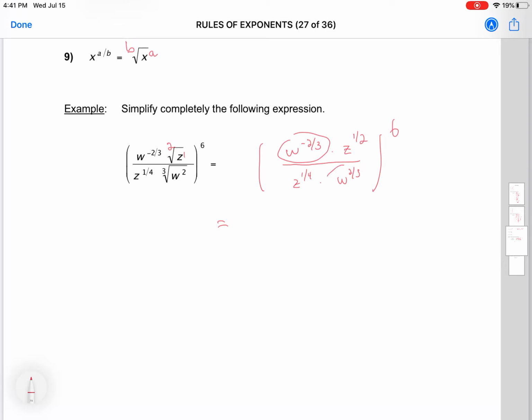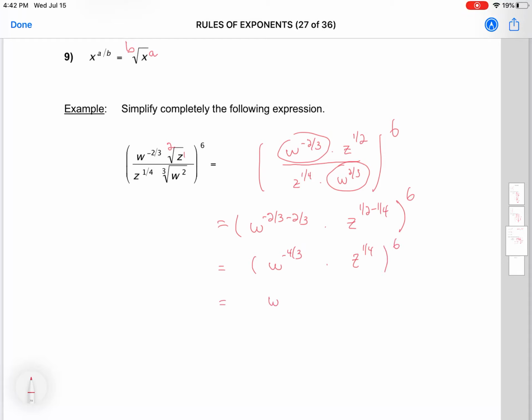We are going to take care of the inside of the bracket in the following way. Minus 2/3 is the new exponent of w times z to the 1/2 minus 1/4, all to the 6. So that's w to the, what's minus 2/3 minus 2/3? Minus 4/3. And 1/2 minus 1/4 is 1/4.